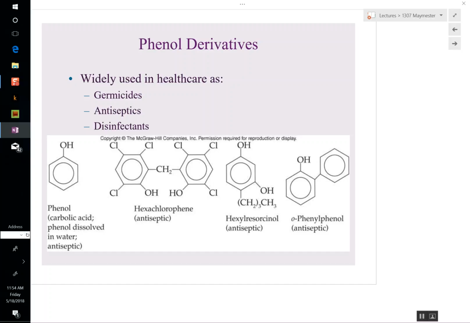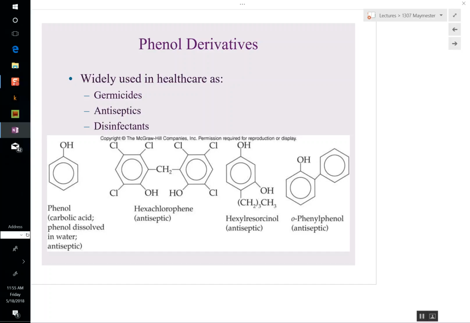You can see right here, here's your phenol, and you got a methylene linkage between the two. That's hexachlorophene. Hexyl resorcinol, you might have heard the names of some of these things. Another antiseptic. This is a good one. This is a great little tongue twister, because it puts a lot of things together.